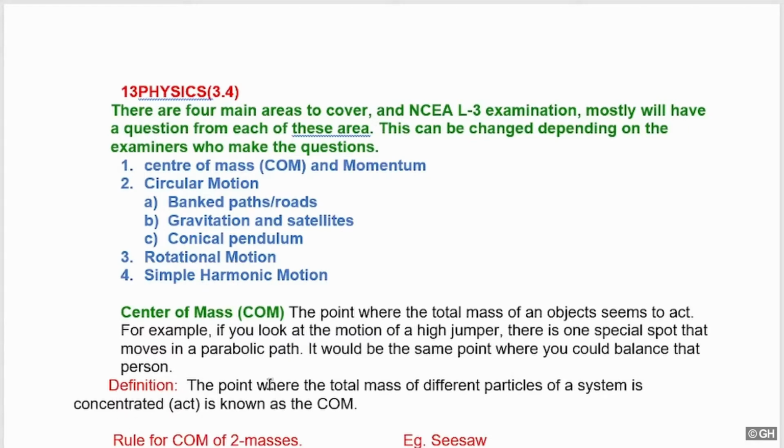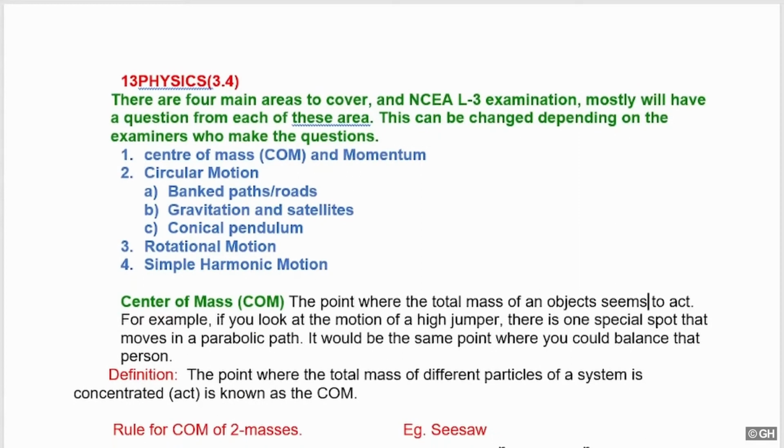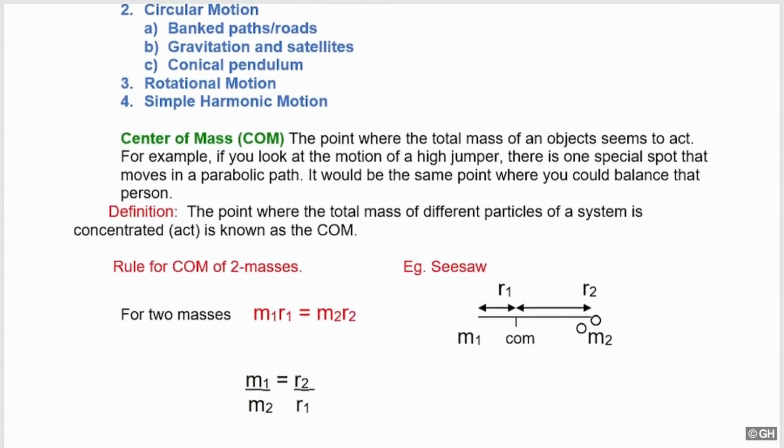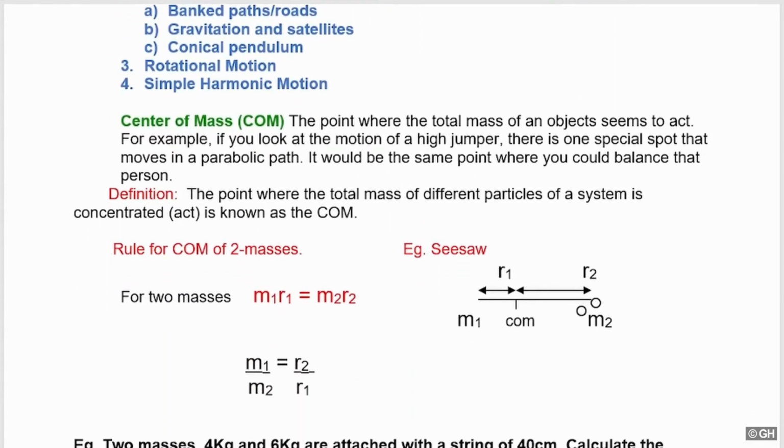So the definition: the point where the total mass of different particles of a system is concentrated or acted is known as the center of mass. That is the main idea of the center of mass. It is not a very complicated idea. It's a very simple idea. You can understand that very easily.